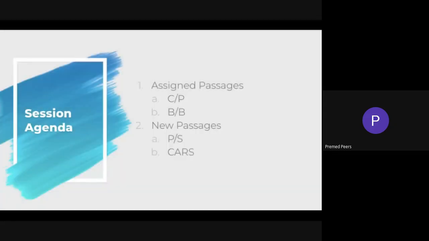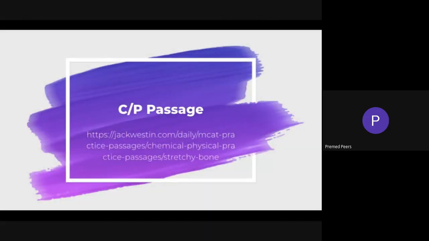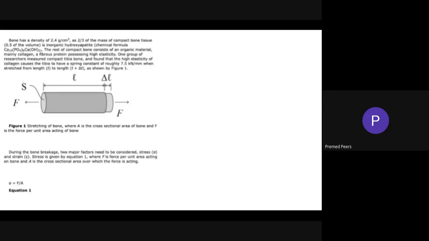Okay, so this is the agenda for today. The assigned homework passages are CP and BB. It's fine if you didn't do them. And then the new passages are Psych Soc and CARS. So I put the CP passage link in the chat. It's the first one, so go ahead and click on it or just follow along on the screen. So does anyone want to read it, or I can just read it? Okay, so I'll go ahead and read it.